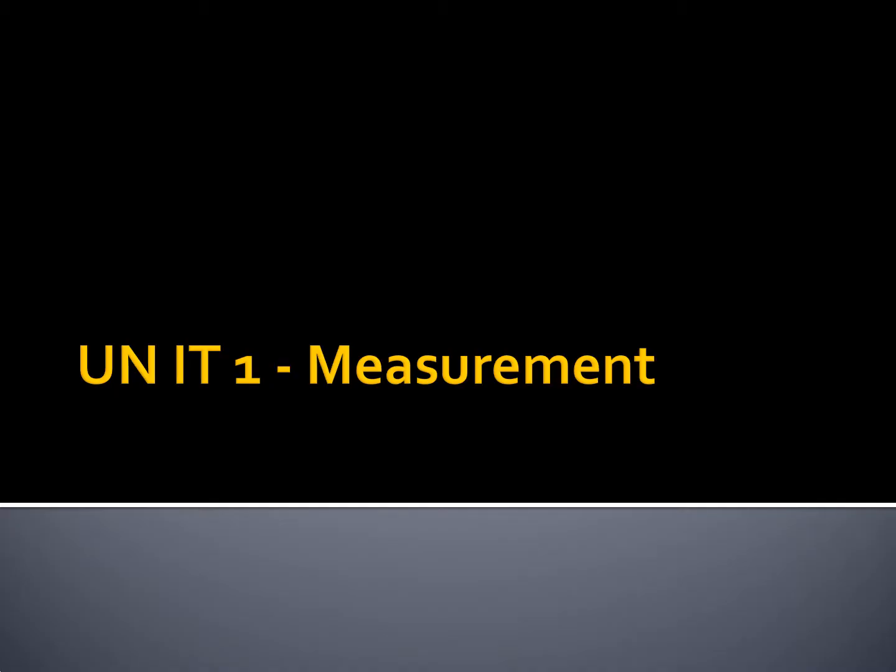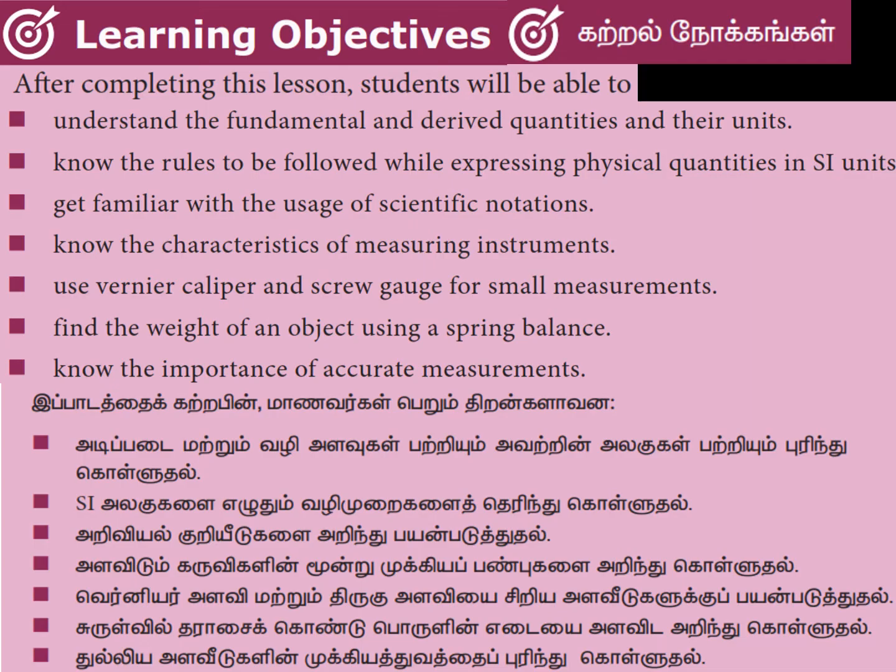The first unit is measurement. The learning objectives of measurement: after completing this lesson, students will be able to understand the fundamental and derived quantities and their units. Know the rules to be followed while expressing physical quantities in SI units. Get familiar with the usage of scientific notations.